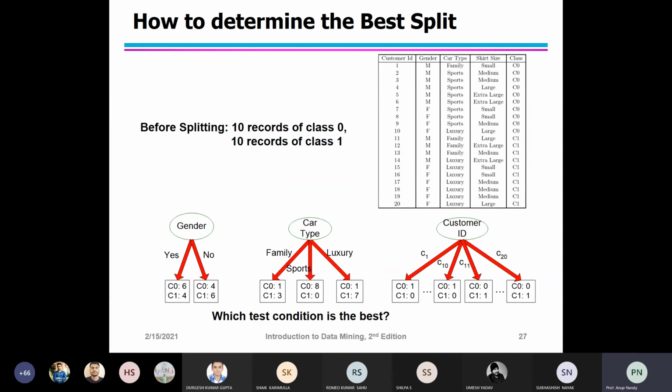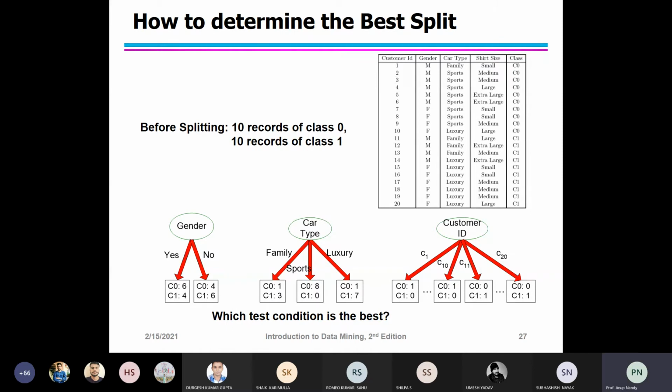Now, how to determine the best split? That is the important thing, and it determines which techniques you have to apply. There are many measures that can be used to determine the best way to split the records, and these measures can be defined in terms of the class distribution of the records before and after splitting. Before splitting you need to find the measures, and after splitting you also need to find these measures.